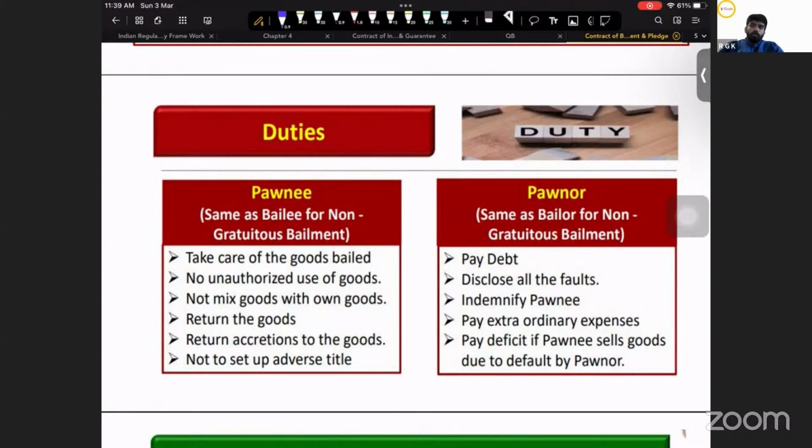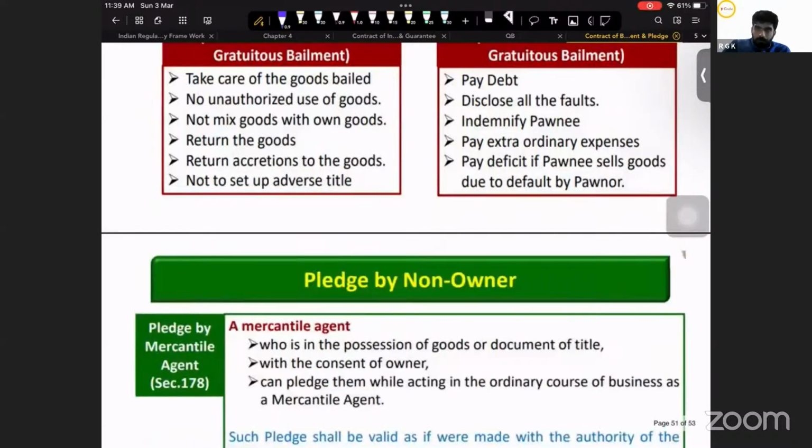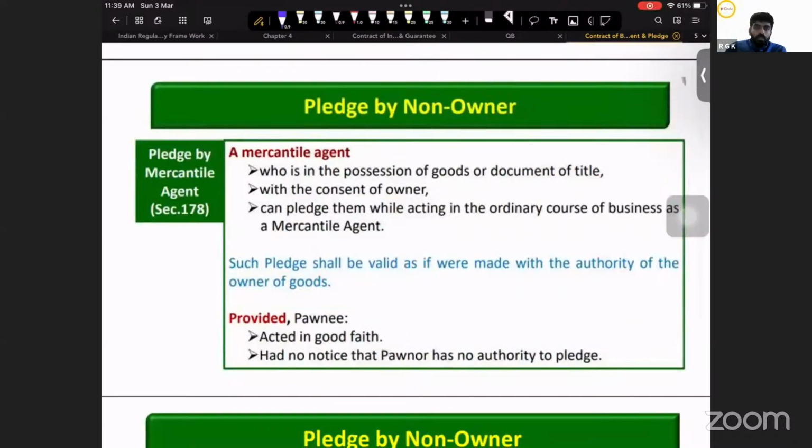The last topic to be covered in this particular part is pledge by non-owners. When can persons who are not the owner of the goods do a valid pledge? Same like Sale of Goods Act, a person who is the owner of the goods can pledge goods. But there are certain exceptions where even if the person is not the owner of the goods, he can make a valid pledge. What are those? Almost similar to what we have discussed in Sale of Goods Act.